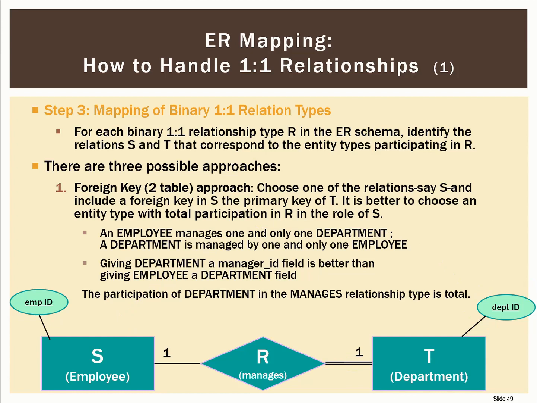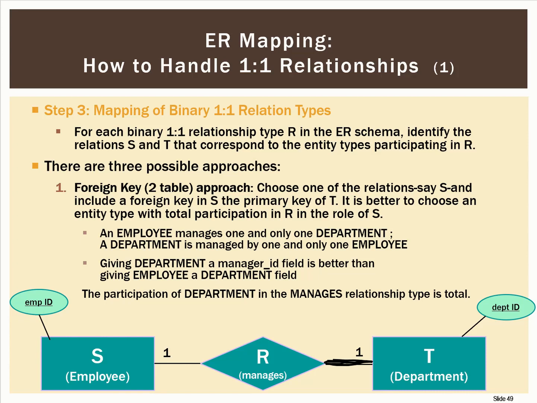But what if we did not have total participation? What if we had partial participation on both sides? This might mean that we have some departments that do not have an employee manager. If that were to be the case, you would still want to take one primary key candidate from one entity type and put it into the other, but do so in a way that reduces the number of nulls.